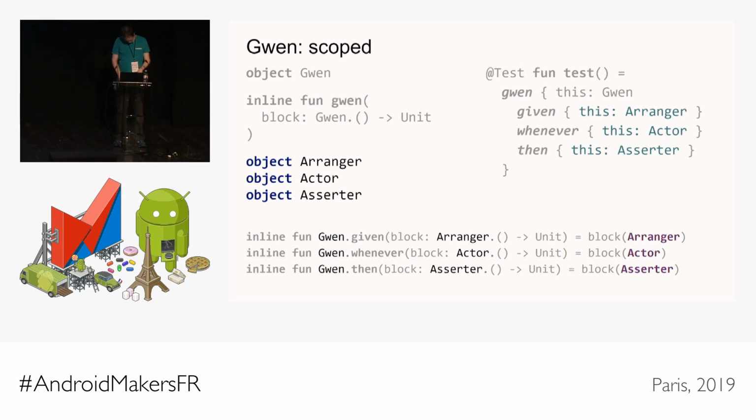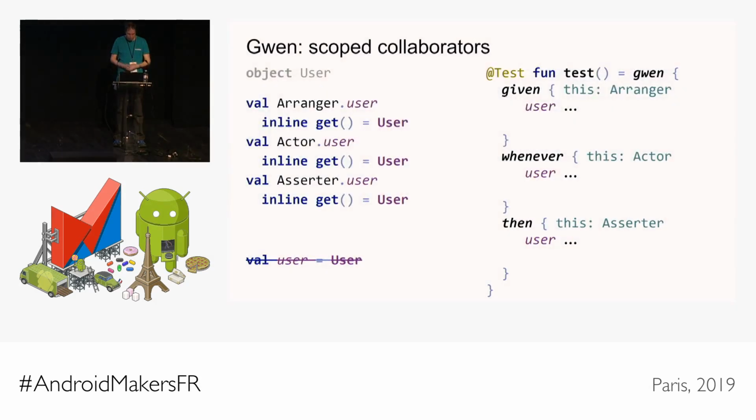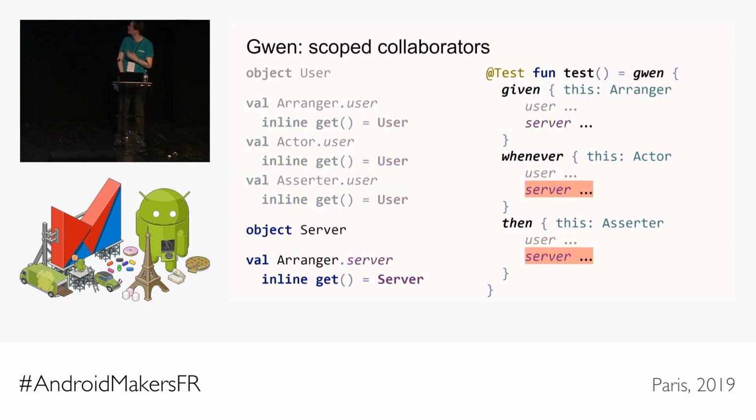Now we can use these scopes to restrict the collaborators. So we can remove that global property for the user and create extension properties on the separate blocks. This is not quite useful for the user because the user can be anywhere in the structure, but there are collaborators where it only makes sense to be available in specific scopes. For example, a server, we use the server as the collaborator to set up the stubbing. So it's only useful in the given block. We are not doing actions or verifications of the server.